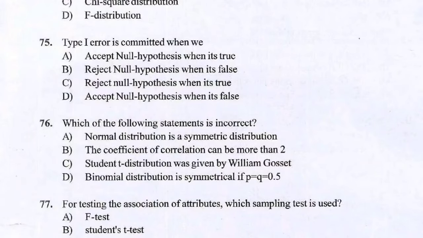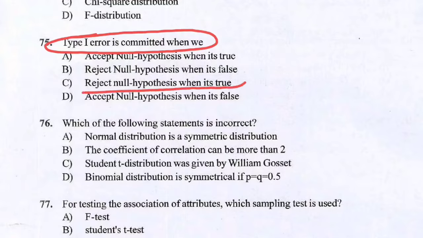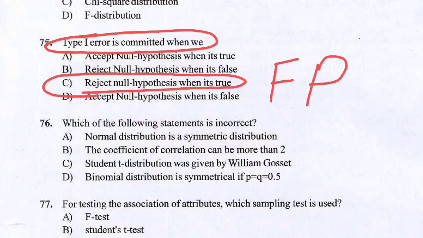Then we have type 1 error is committed when. So type 1 error is committed when we reject the null hypothesis when it is true. We also call it false positive. That is rejecting the null hypothesis when it is actually true.